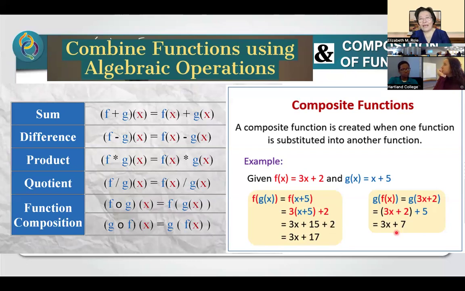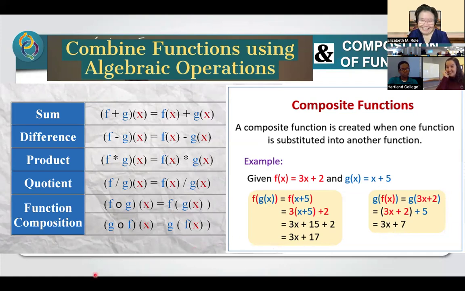So f of g of x, instead of x in f of x, we substitute g of x. If we have g of f of x, instead of x in g of x, you substitute the f of x. So we call it composite functions.